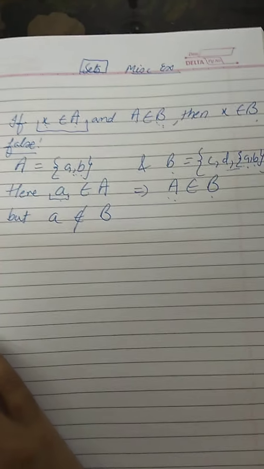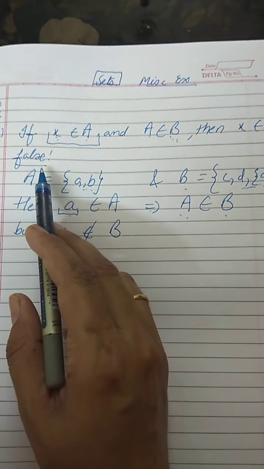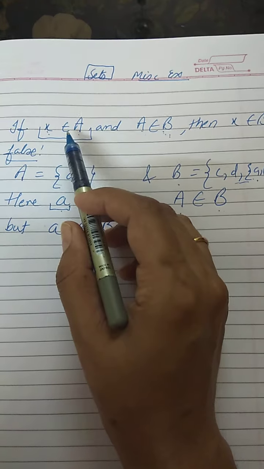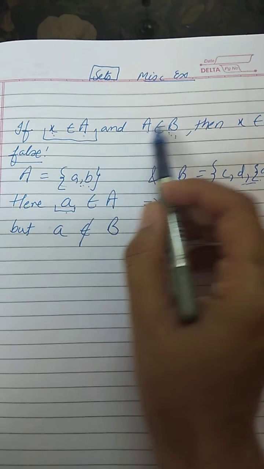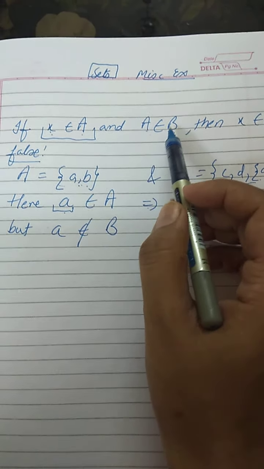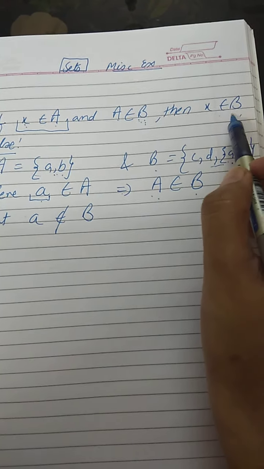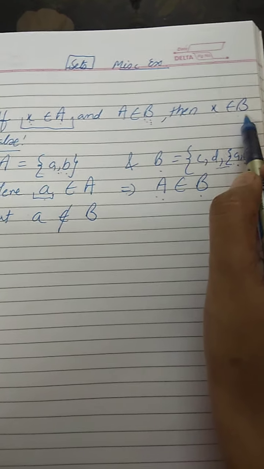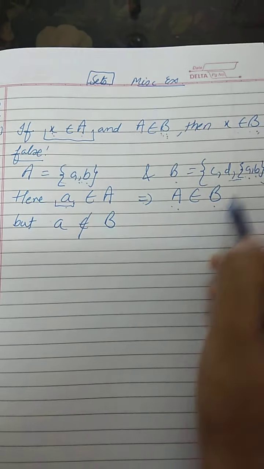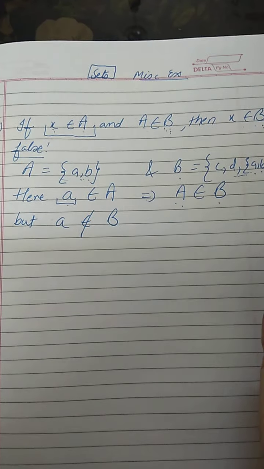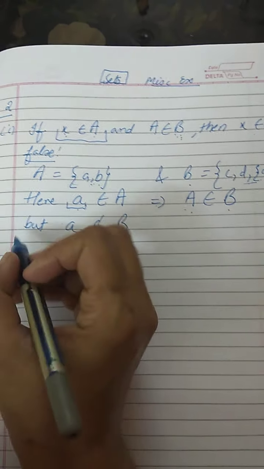So here the example we have given, the statement is false, right? It is very clear if x is an element of A and that set is acting as another element of another set B, then this x alone cannot come as the element of this second set B. So the statement is false, and this is how we will give the example to justify our answer that why the statement is false, right?